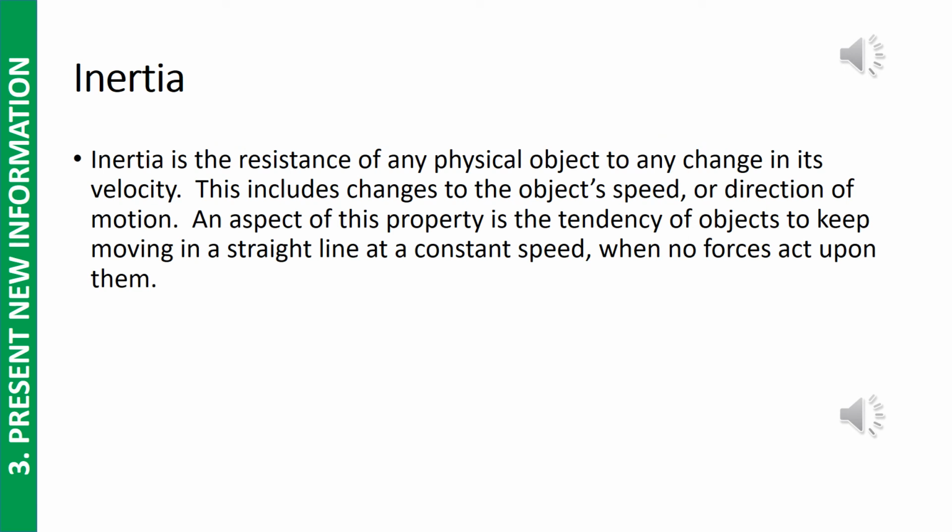Newton's first law comes together to give us the term of inertia. Inertia is the resistance of any physical object to any change in its velocity. This includes changes to the object's speed or direction of motion. What does that mean? It basically means how hard is it to change the motion of an object.